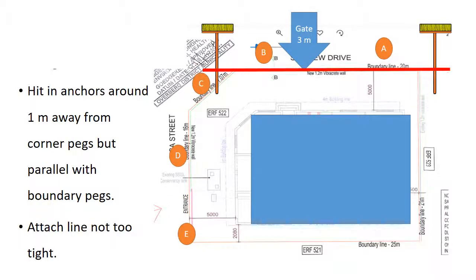You start off by hitting the anchors around 1 meter away from the corner pegs, and it must be parallel with the boundary pegs and run parallel to it. It must not be exactly on the line. It must be slightly, maybe 1 or 2 centimeters inside the boundary line, because in South Africa you cannot build on the boundary line, and if you do build outside it, they can make you break down the structure, and I assume maybe this applies to many other countries too.